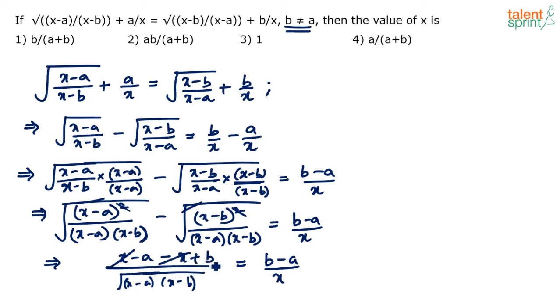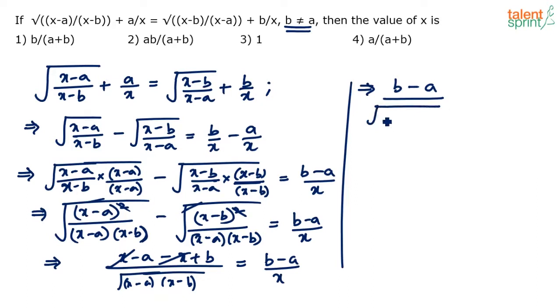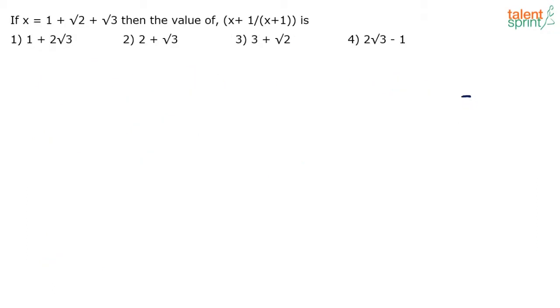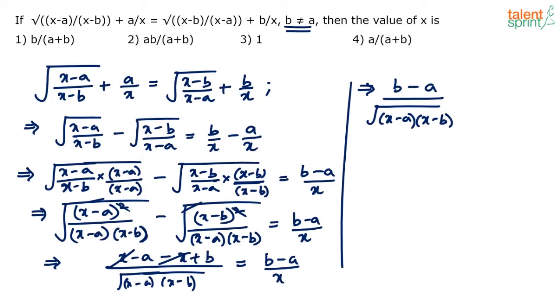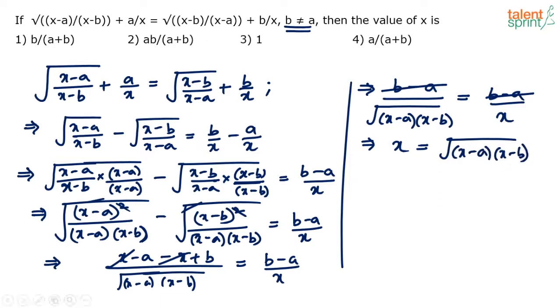Again, if you observe, what we have in the numerator on the left hand side is b minus a. Let me write it here. So this will be b minus a by root over x minus a into x minus b. And this is equal to, on the right hand side, b minus a by x. So b minus a and b minus a gets cancelled. Finally we have x equals root over x minus a into x minus b.